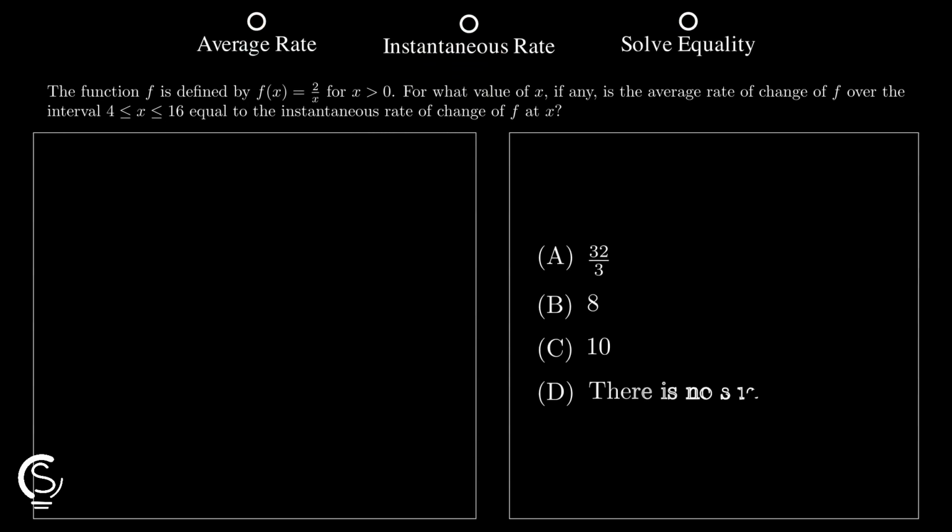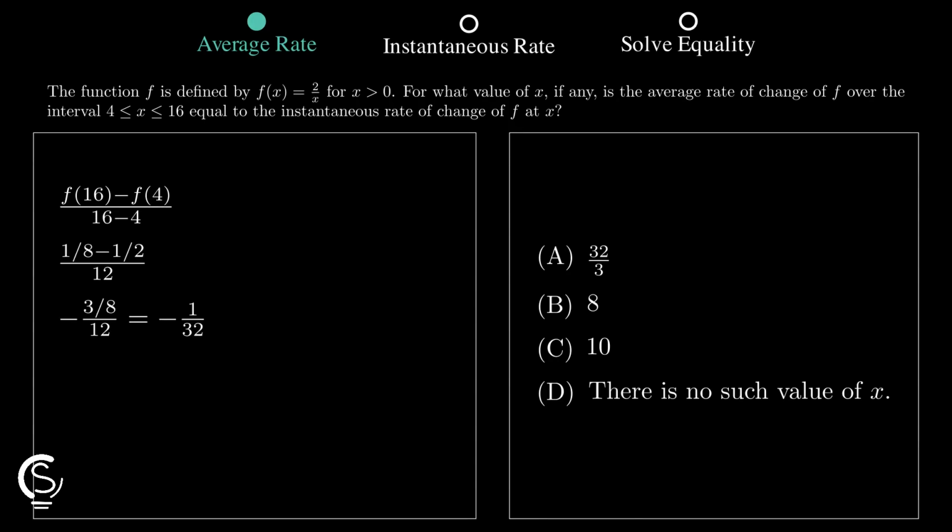First, find the average rate of change over the interval 4 to 16 by calculating the slope of the secant line connecting the function values at these 2 specific endpoints.